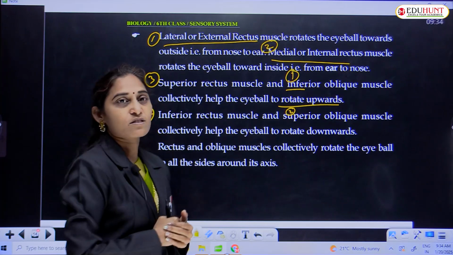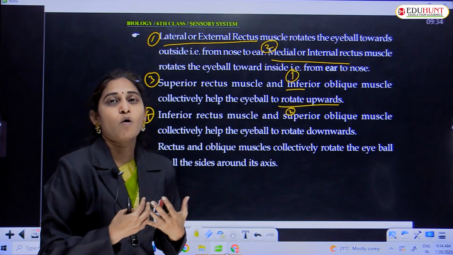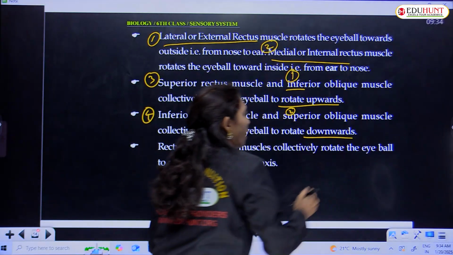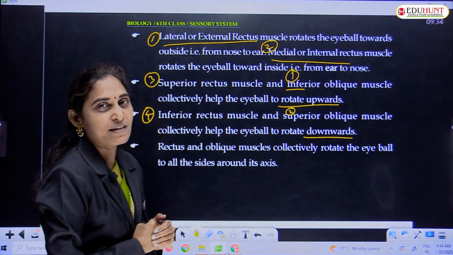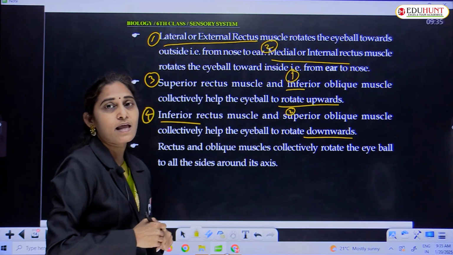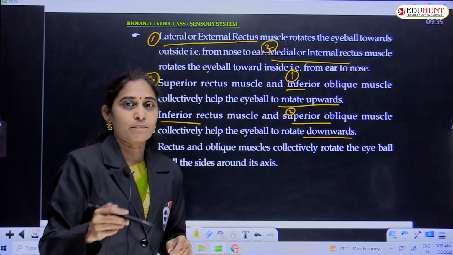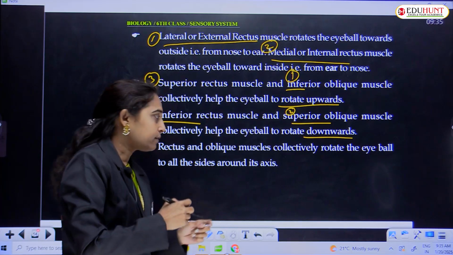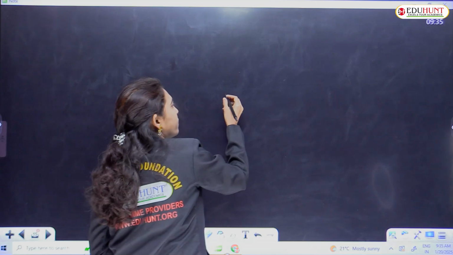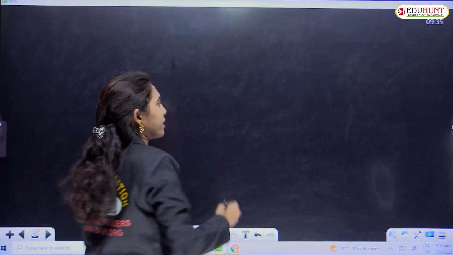Inferior rectus muscle and superior oblique muscle, they collectively help the eyeball to move or to rotate in downward direction. That is, downward rotation of eyeball is facilitated by the collective action of 2 muscles, one inferior rectus muscle and superior oblique muscle. I hope it is clear now. We have 6 voluntary muscles, 4 rectus muscles, and let us explain in detail. Once again, just review. It is very important because we have to remember to answer multiple choice questions.